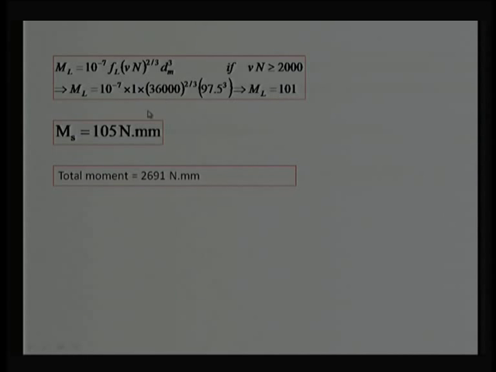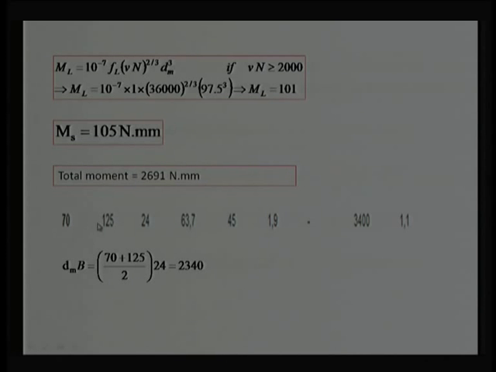If I sum up all together, what we are going to get? 2691. The major component is because of the load dependent component. Even though it is affecting the seal and the sliding, for the time being we are not considering those, we are focusing on only one component. That is giving us 2691 Newton mm as the total friction moment.